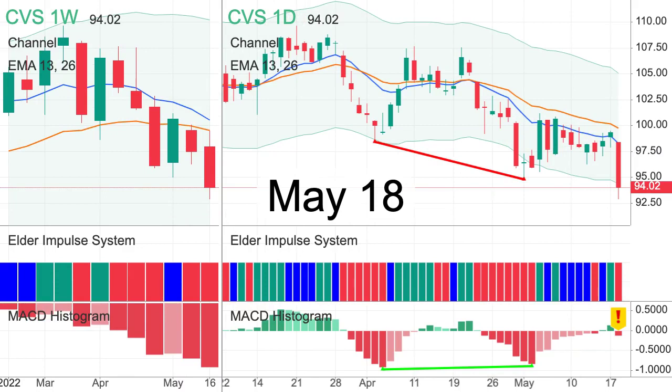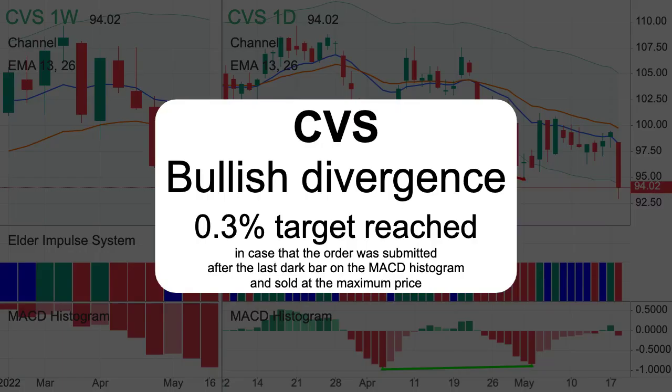MACD histogram crossed the zero line. 0.3% target reached.